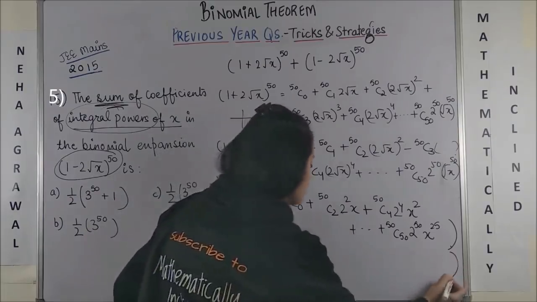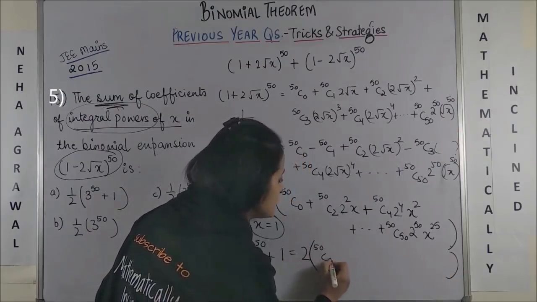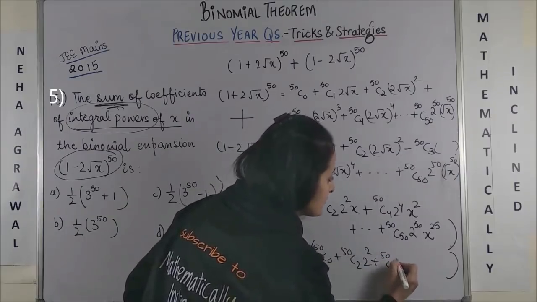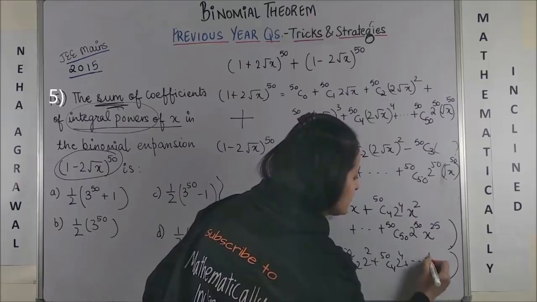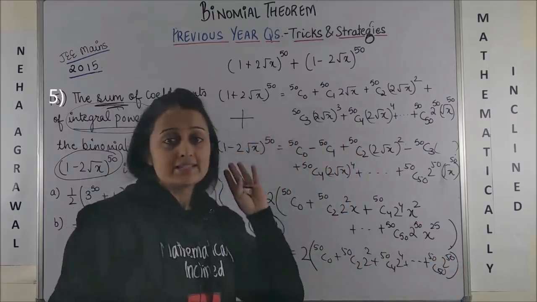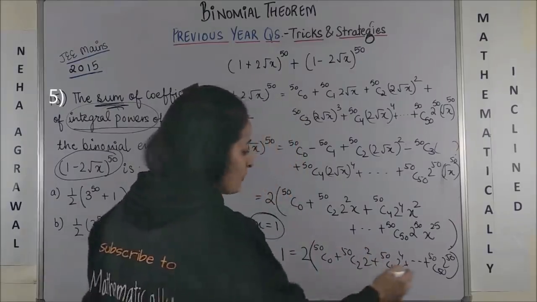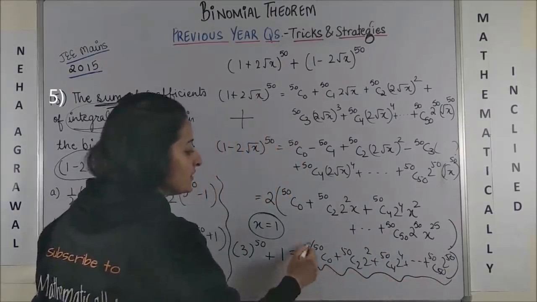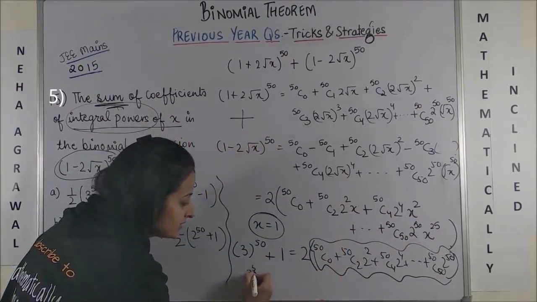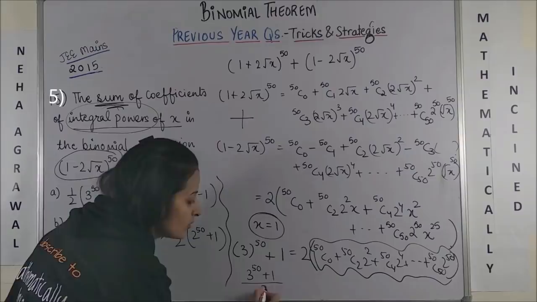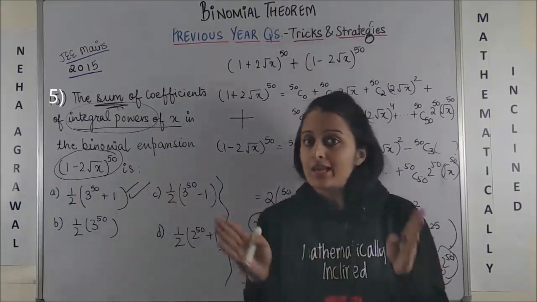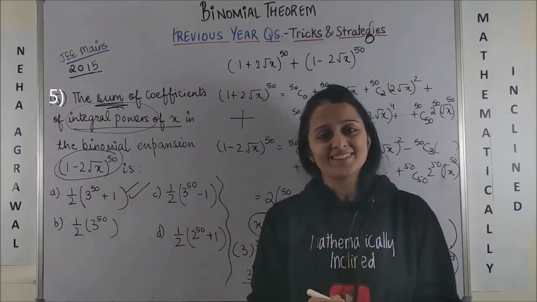This is equal to twice of 50C0 + 50C2 2 square + 50C4 2 raised to power 4, and so on, up to 50C50 2 raised to power 50. You need not write the right side, we are not interested in that. What we are interested in is the sum of these integral powers, which is going to be, if I take 2 to the other side, (3 raised to power 50 plus 1) whole divided by 2, and bingo, option A is the required answer.